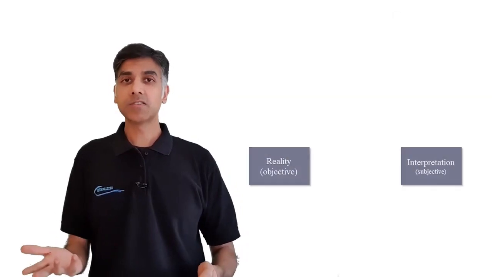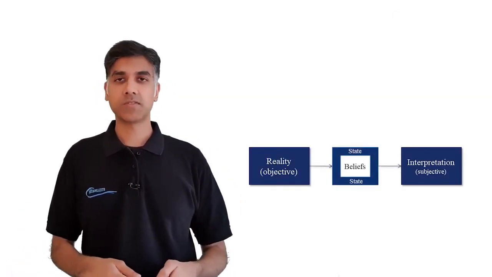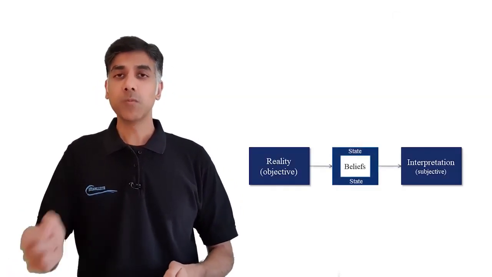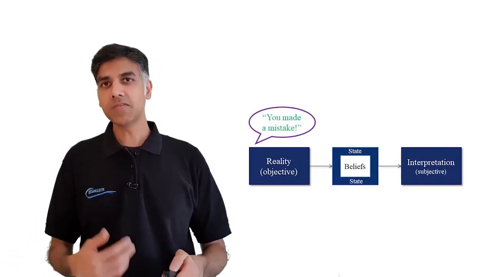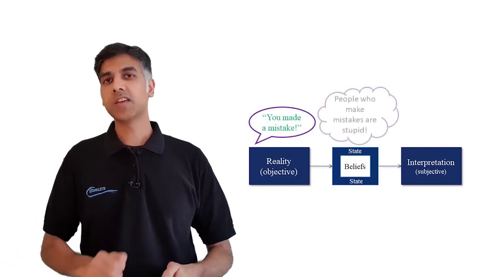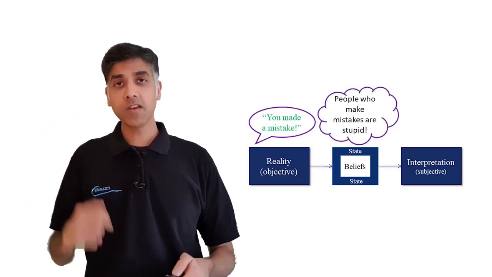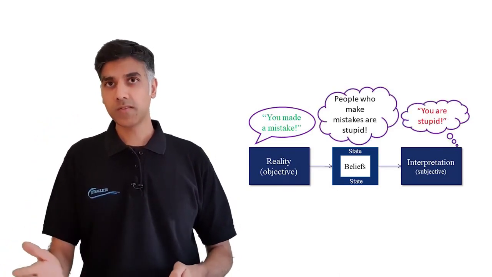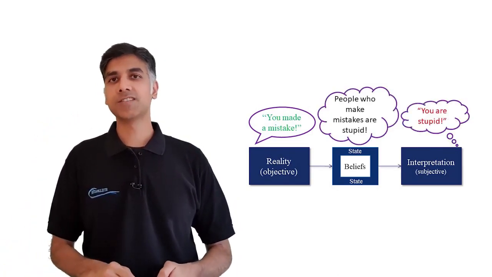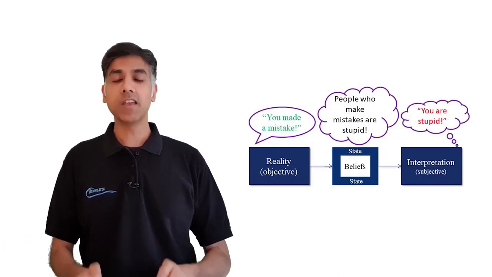Now, the interpretations we have depend on our belief systems. So if someone says, you made a mistake, and my belief system is, people who make mistakes are stupid, what I'm going to hear him saying is, you're stupid. That is not the reality of what he's saying. The reality is he's saying, you made a mistake.